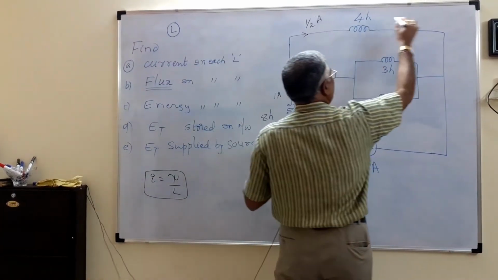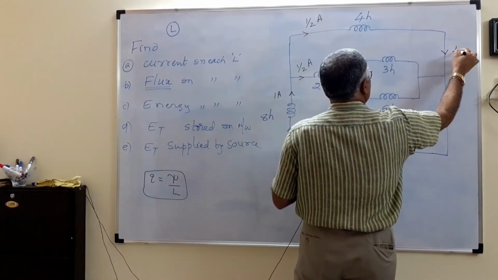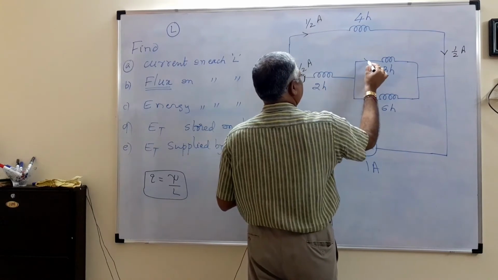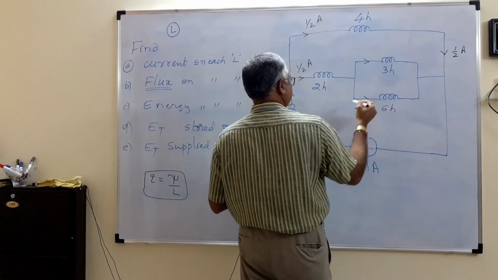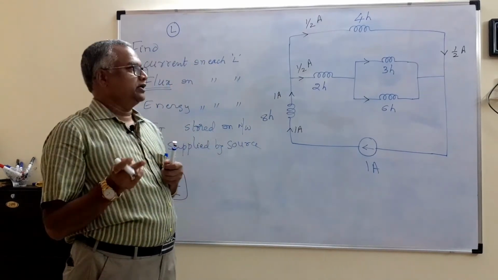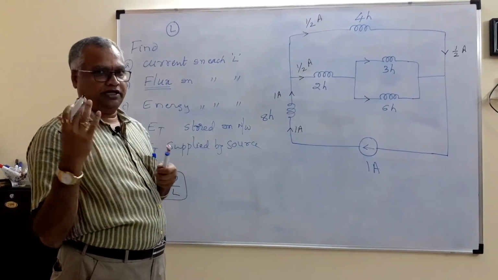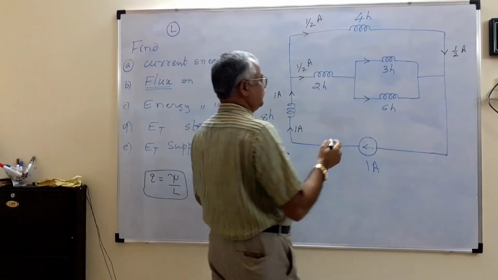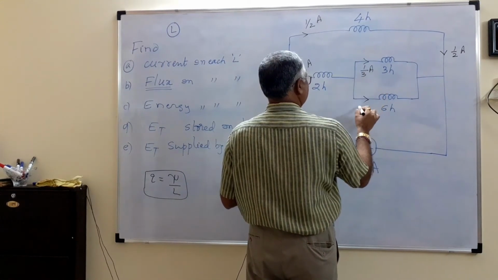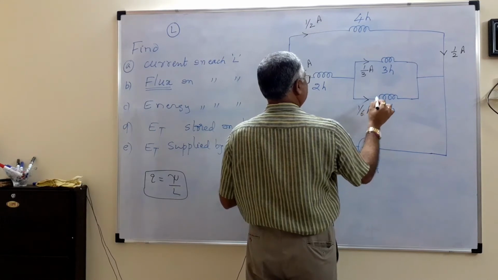So this 1 by 2 will come up to here, and this 1 by 2 divides between inductors. So you have to use what? Current division formulas. Inductor current division, flux division already given. So use those formulas. You get 1 by 3 amps here, 1 by 6 amps here.